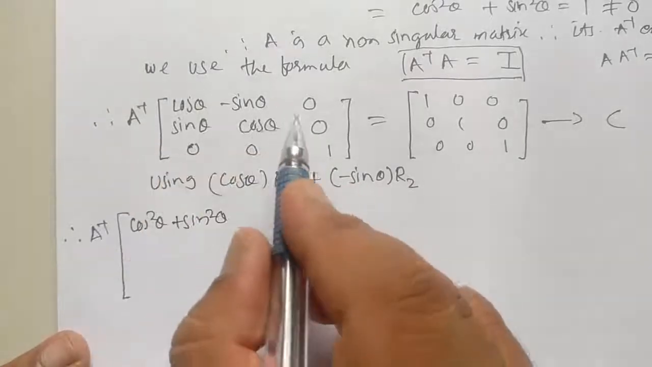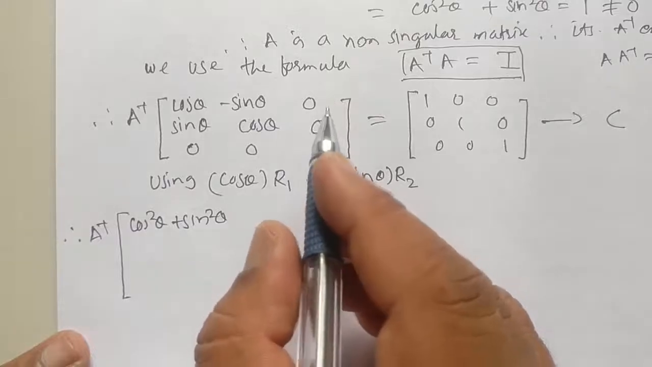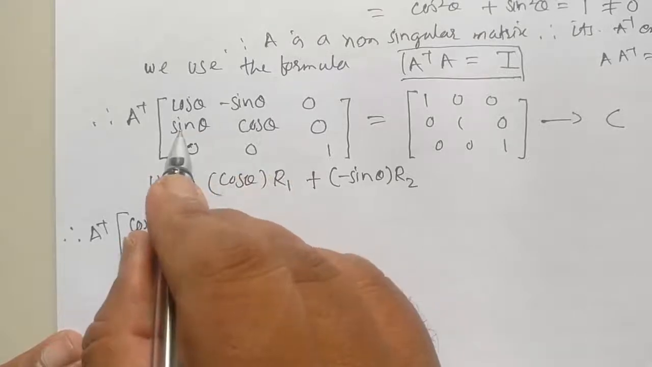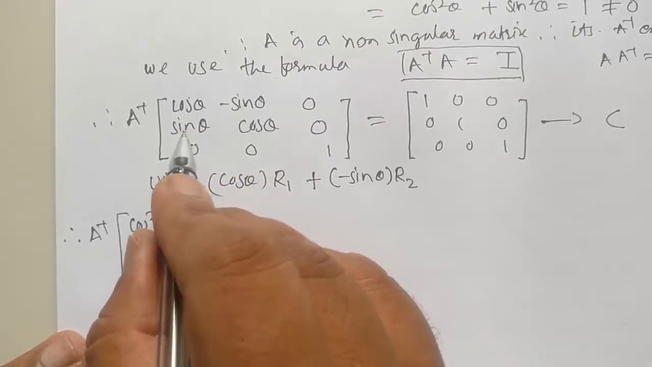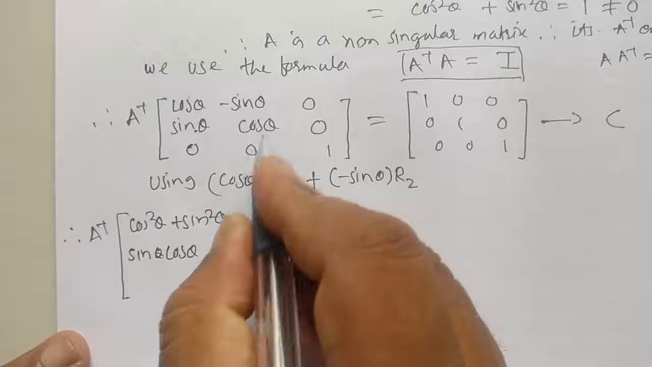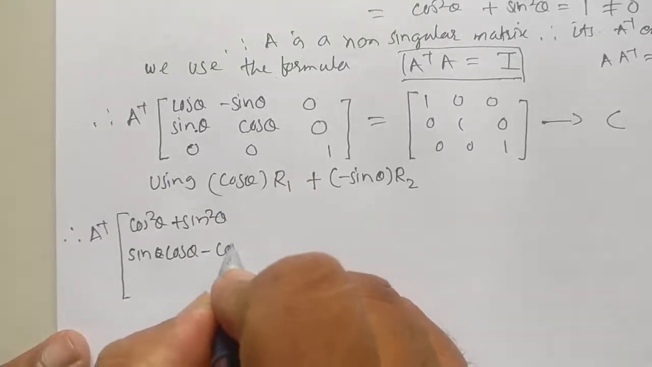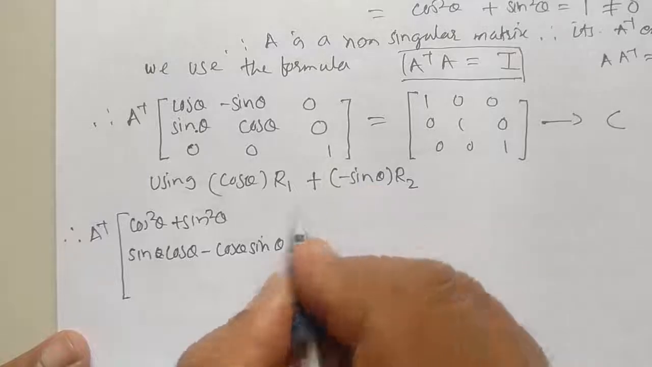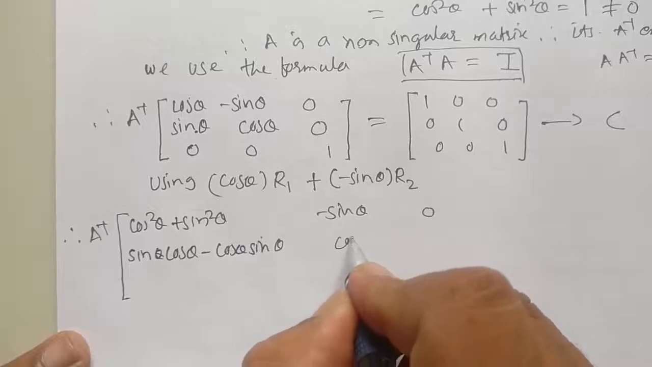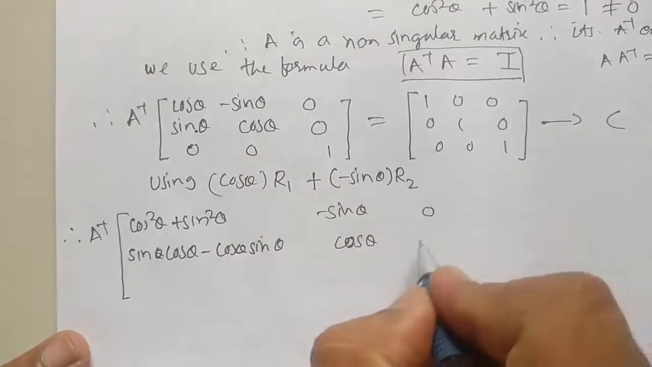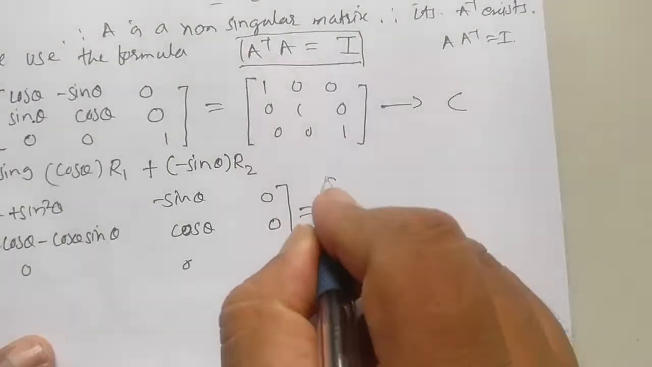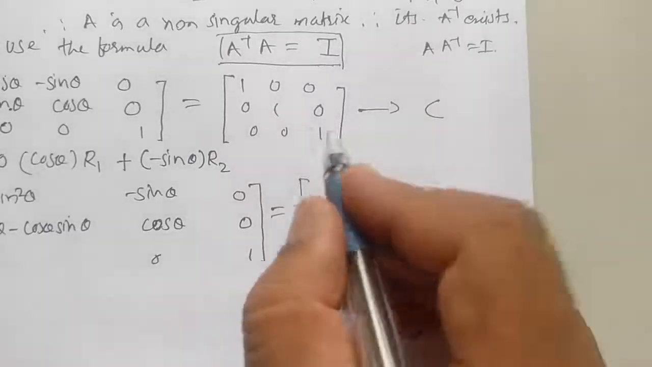This is the first element of the first row. Now the next element, number 2 of column number 2: sin theta, we multiply by cos theta, so it is sin theta into cos theta minus cos theta into sin theta. This is the first element. Minus sin theta, 0, cos theta, no change in this column, 0, 0, 0, 1 is equal to. The same operation should be performed on the matrix on the RHS.